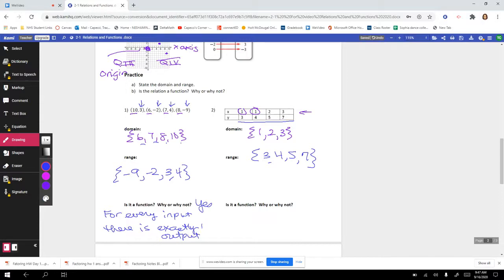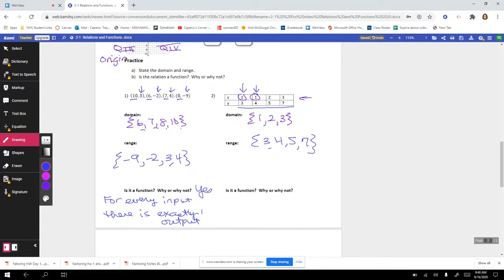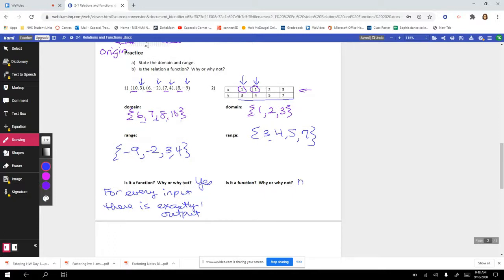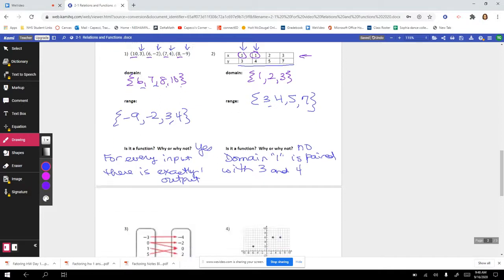Let's look at number 2. Now, the problem we have here is we have 1, right? 1 is attached there to more than one value. So this is going to be a no. This is not a function for the opposite reason. We say that the domain 1 is paired with 3 and 4. And for it to be a function, it can only be paired with one value, not 2. So that's why that one is not a function.